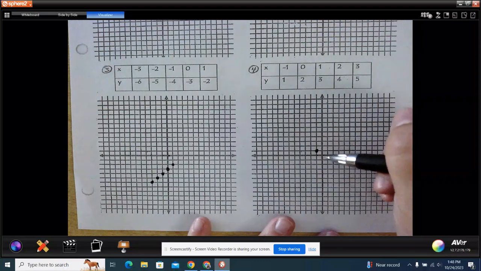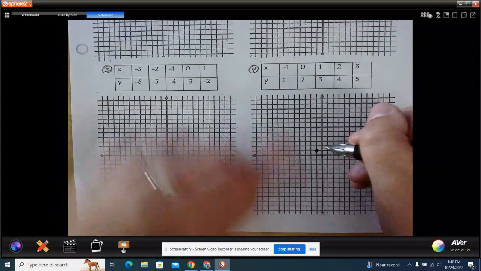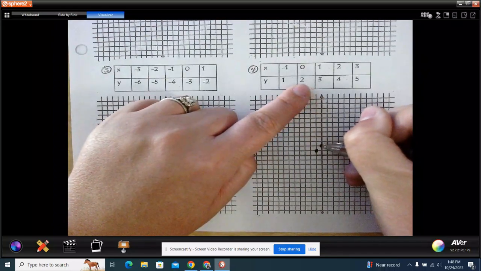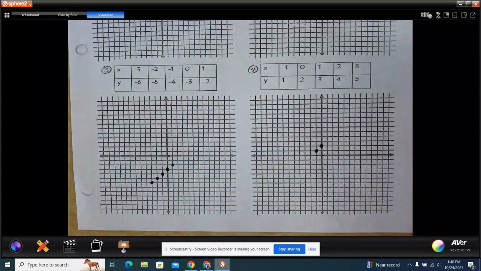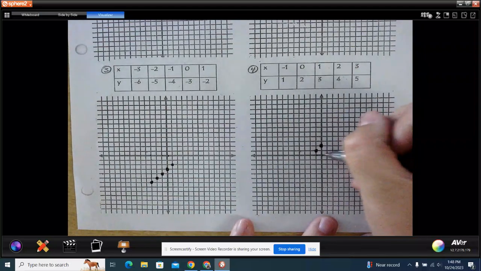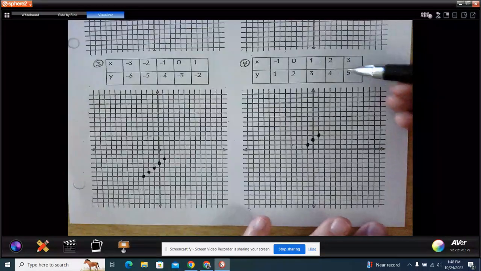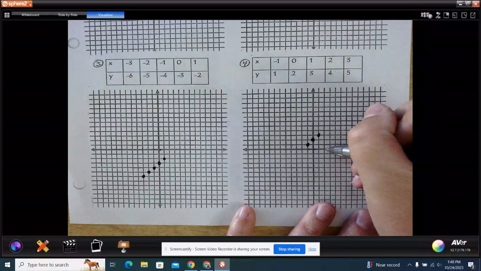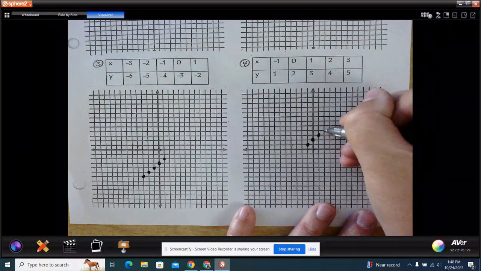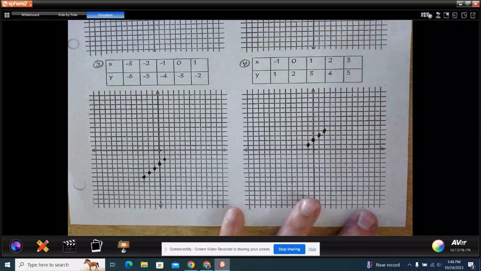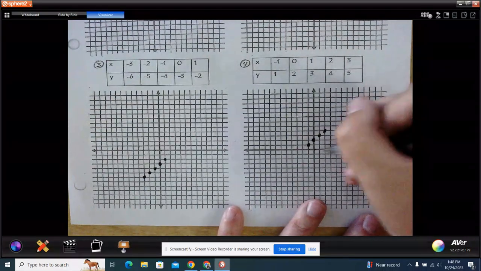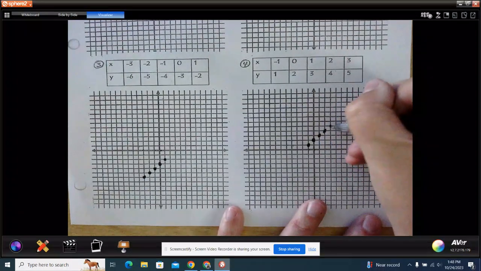(0, 2). So 0, we don't go left or right. We stay at the origin, but we will go up 2 on our y-axis for a y point of 2. (1, 3). We'll go to the right 1, up 3 spaces. (2, 4). Go to the right 2 spaces because it's positive. Up 4 spaces because that 4 is also positive. And then the last point is (3, 5). So to the left 3 spaces, up 5 spaces.